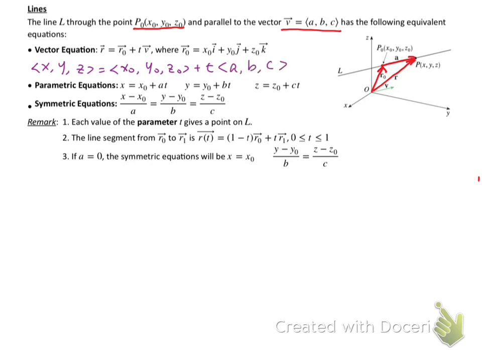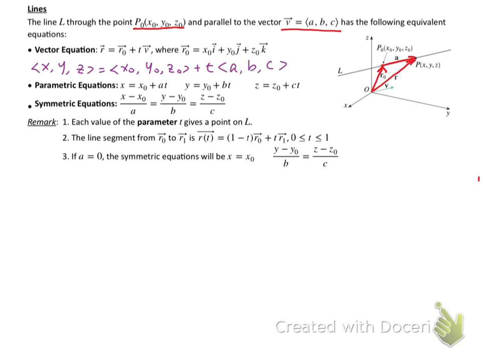Then if you look at each component, you will have x equals x0 plus at, right, which is this. And then you have y equals y0 plus bt. That would be this. So if you write them coordinate by coordinate, you will have the parametric equations: x equals x0 plus at, y equals y0 plus bt, z equals z0 plus ct. So x, y, z are equal to the base point x0, y0, z0 plus some parameter t times a, b, c.